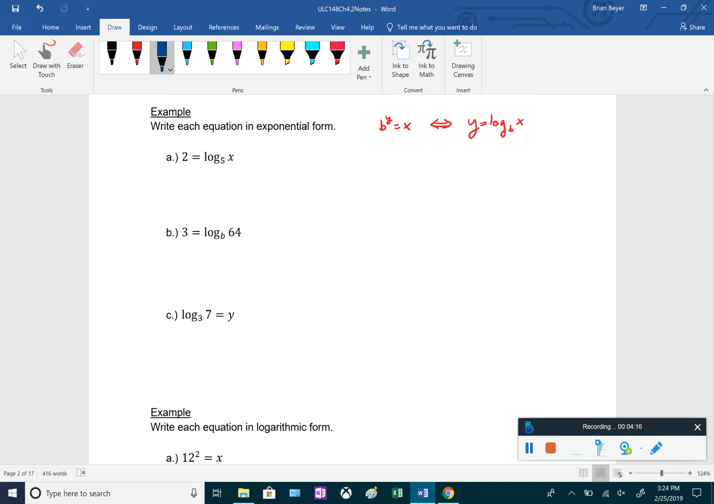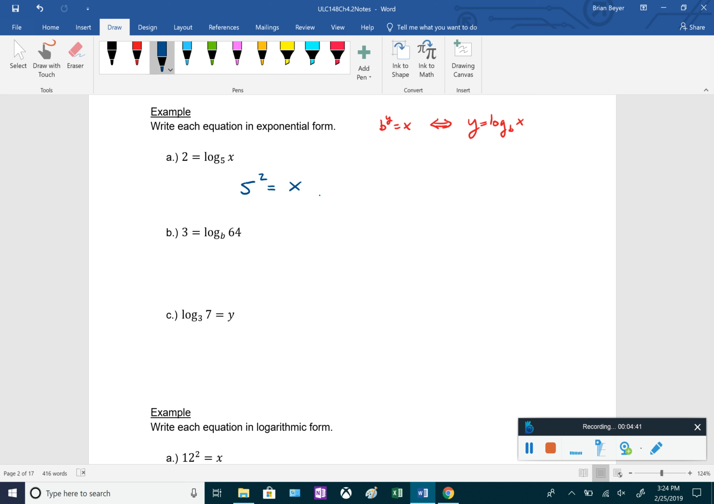So we have base 5. I like to go right to the base. It's base 5 raised up to the 2, and that's going to equal the x. So this is the same thing as 5 to the second equals x. I'm just going to leave it like that because that's exponential form. I'm not going to evaluate 5 squared.